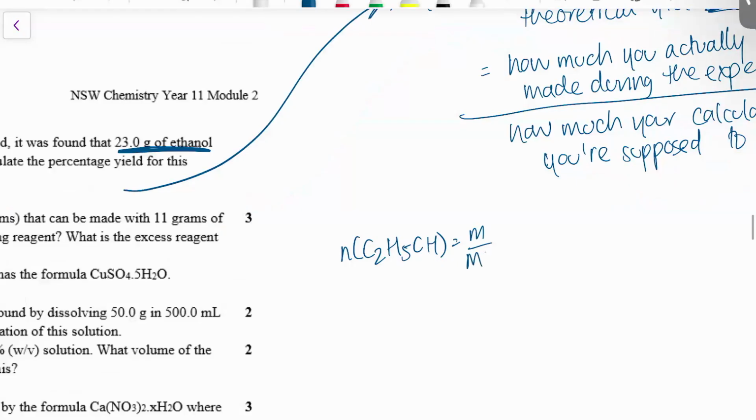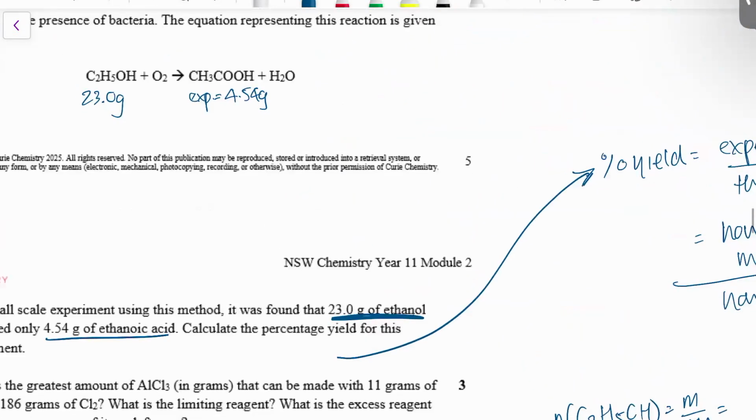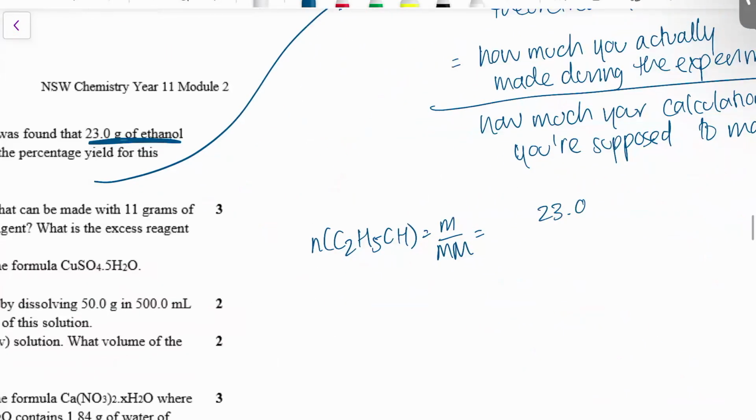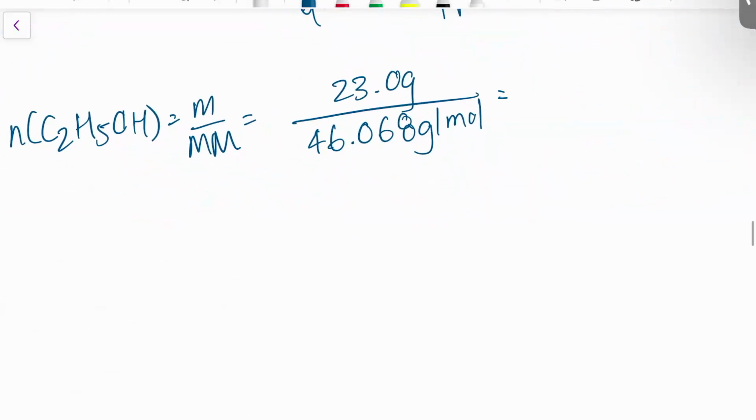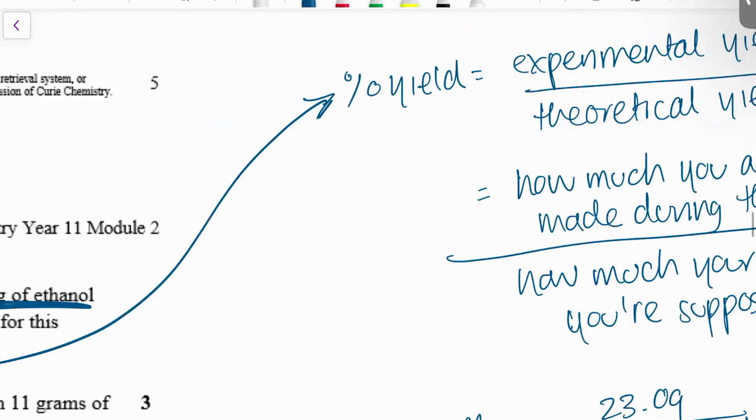Moles of C2H5OH is mass on molar mass. They've given you 23 grams. Guys, C2H5OH is ethanol. It's in your alcohol drinks. Alcohols are actually a bunch of different things, but when people say alcohol in real life, like drinking alcohol, that's ethanol. It's 46.068 grams per mole. What is the moles of ethanol, please? 0.4992.